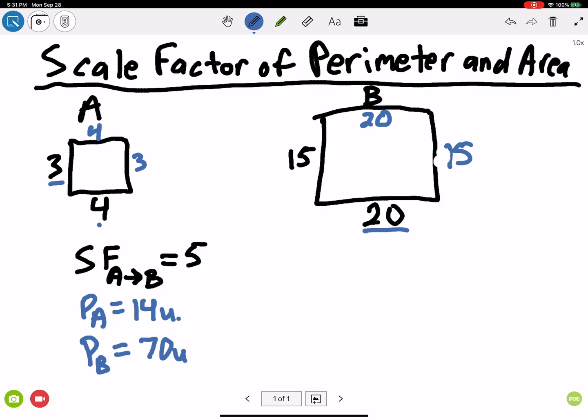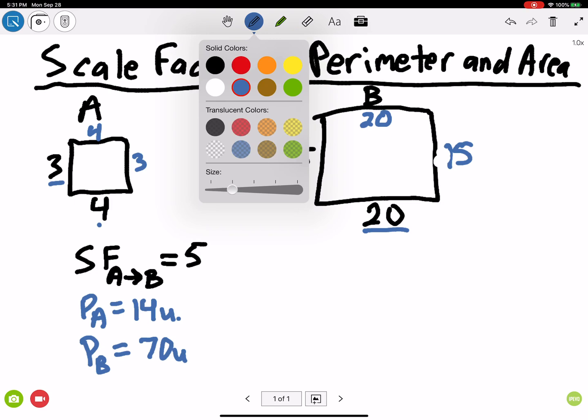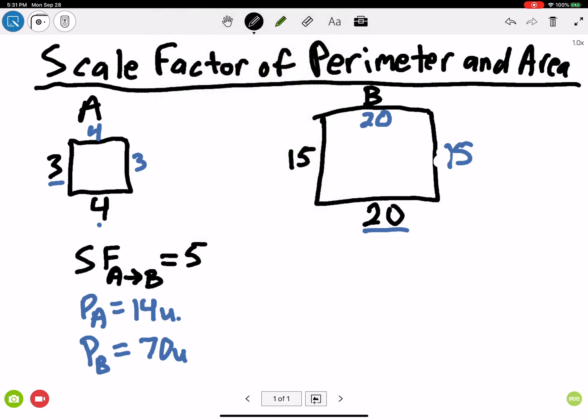So now I want to find out what the scale factor of the perimeter is, and we're going to go from A to B again. What is the scale factor of the perimeter? Well, to figure that out, we need to make a ratio. So I'm going to make a ratio of my perimeters.